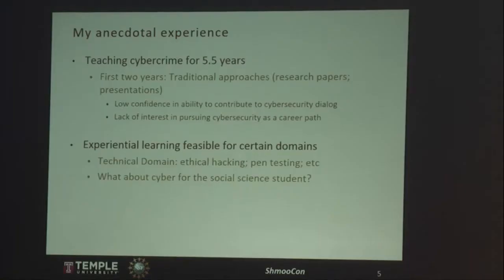So I've been teaching for about 5.5 years, and one of the classes that I teach is an upper-level elective for undergraduate students, a cybercrime class. And for the first 2 years, I'm a new professor, and I say, all right, well, I'm going to go look at what other professors are doing. How do they teach a cybercrime or a computer crime class? And almost unanimously, all the syllabi that I looked at were, hey, go pick a research topic, write a paper, and at the end of the semester, do a presentation. And that's what I did.